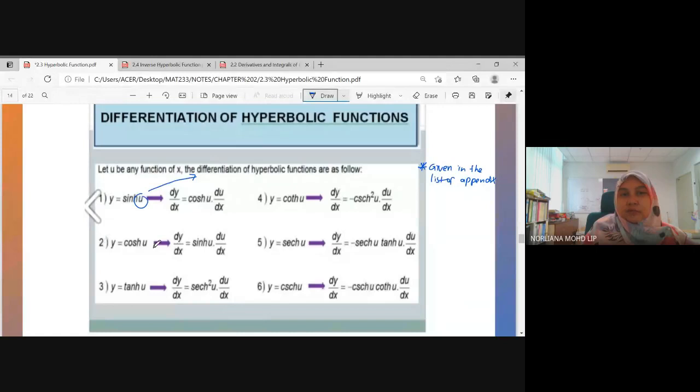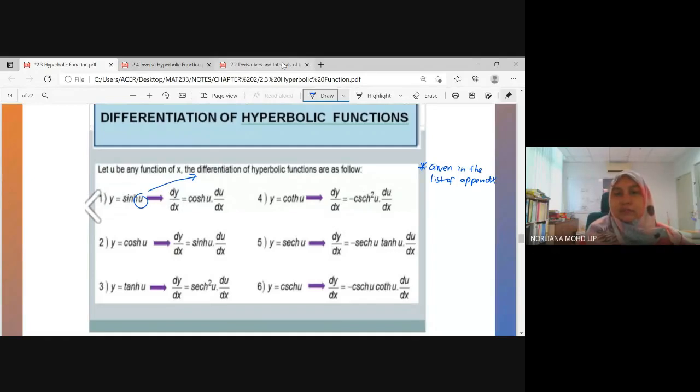Okay, number 2 is the differential for hyperbolic cos, equal to hyperbolic sine u times du over dx. Number 3 is hyperbolic tangent. So the differential is equal to the hyperbolic secant square times du over dx. Okay, number 4, differentiate the hyperbolic cotangent. So equal to negative hyperbolic cosecant square times du over dx.